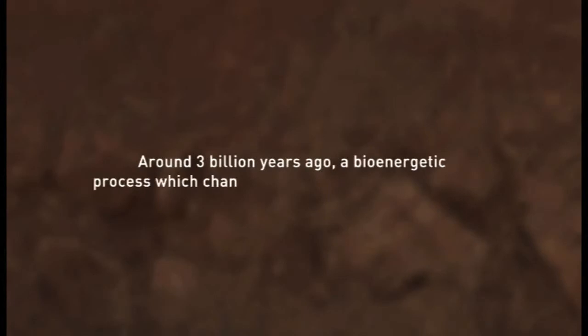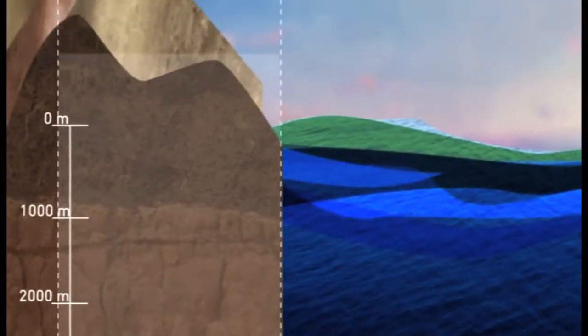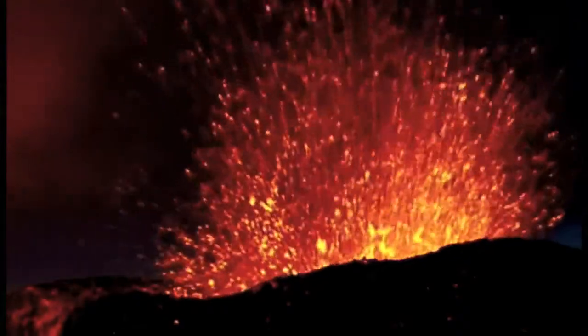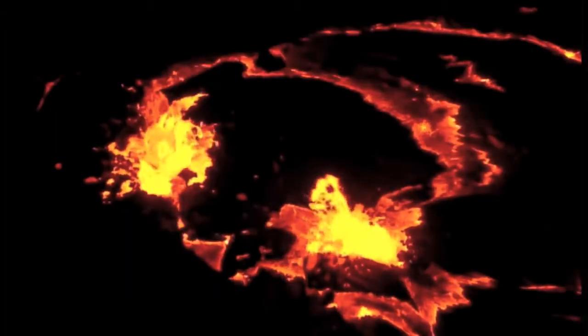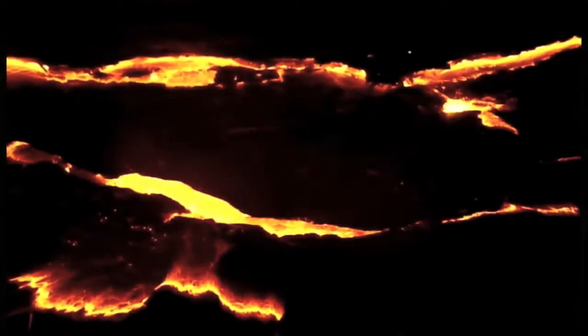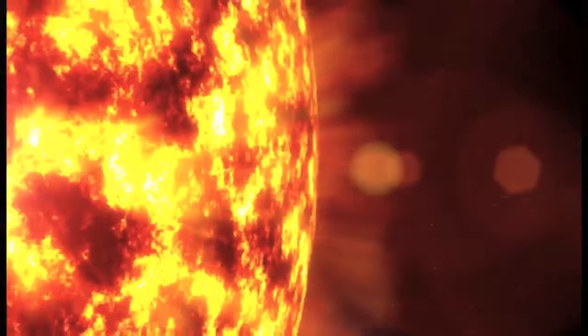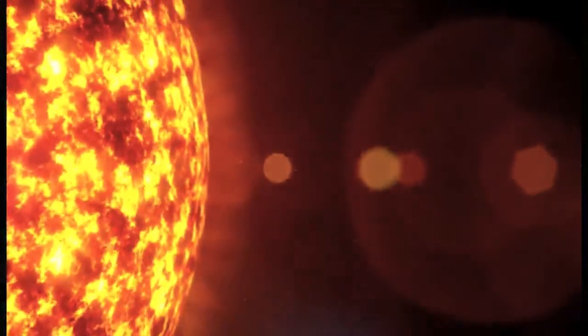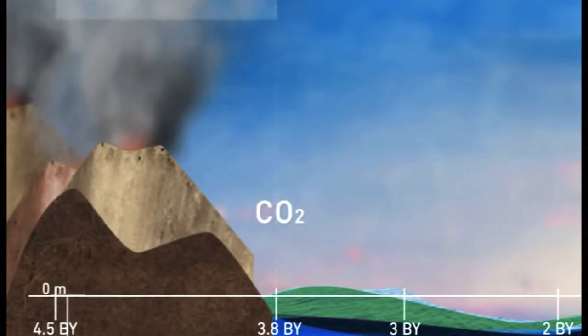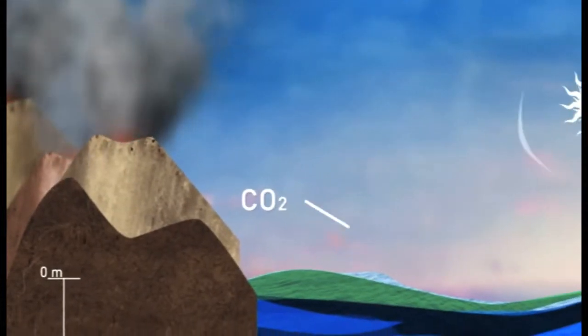Around 3 billion years ago, a bioenergetic process that changed the surface of our planet was born. At a certain depth, the subsoil works as a natural oven, where temperature and pressure are considerable. This process, commonly called photosynthesis, had as its main energy source the solar radiations, and as a carbon source the CO2 available in great quantities at that time within an atmosphere lacking oxygen.